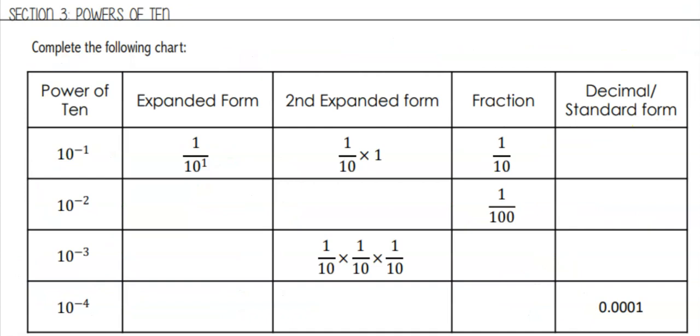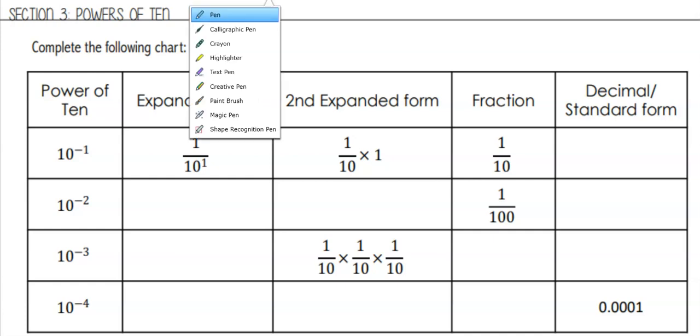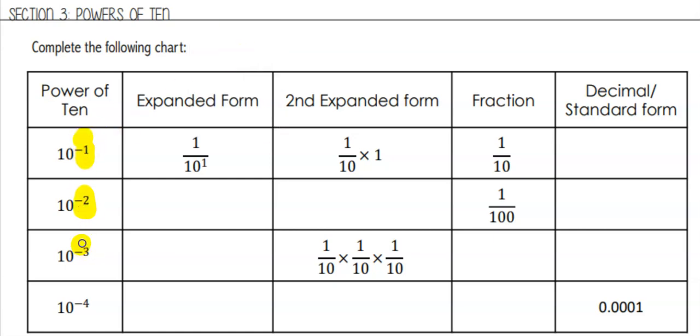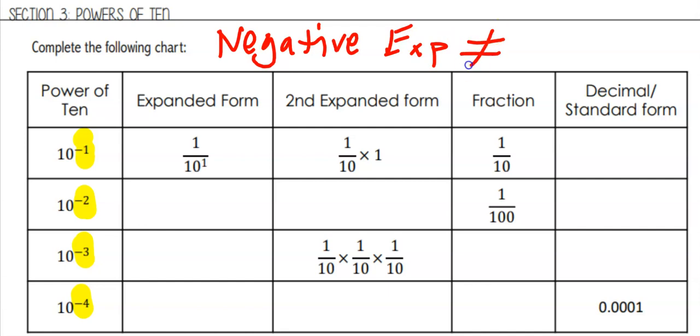Okay, now we're going to look at powers of 10. So powers of 10, you should fill in your chart. You should have filled this in. You could do that from your notes or just from your memory. And remember, when we have negative exponents, negative exponents do not mean negative numbers. They're actually decimals because we're dividing by 10 instead of multiplying by 10, like with positive exponents.